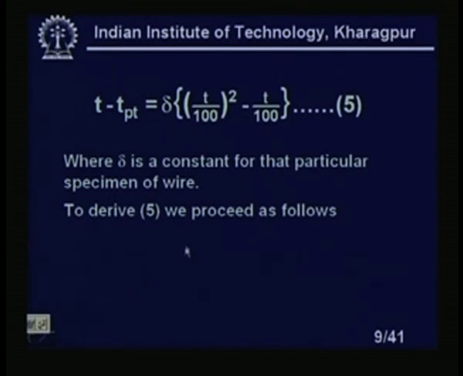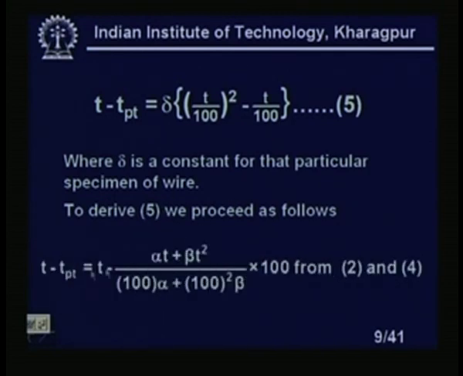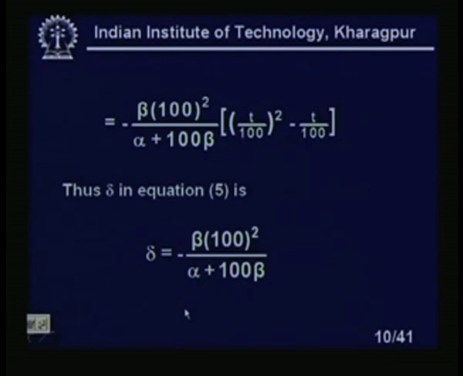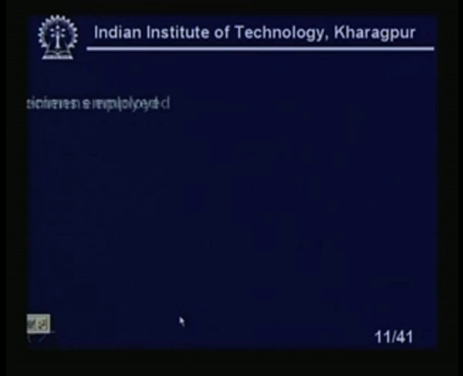Now, to derive equation 5, we will proceed as follows. We have taken T minus T_pt, T minus (alpha T plus beta T square) upon (100 alpha plus 100 square beta) into 100. This actually we got from equations 2 and 4, right. So, this can be equal to minus beta 100 square upon (alpha plus 100 beta) multiplied by (T by 100) whole square minus (T by 100). Thus, delta in equation 5 is given by delta equal to minus beta 100 whole square upon (alpha plus 100 beta).